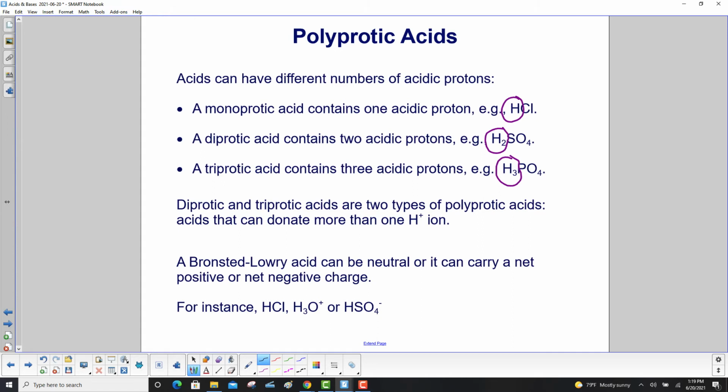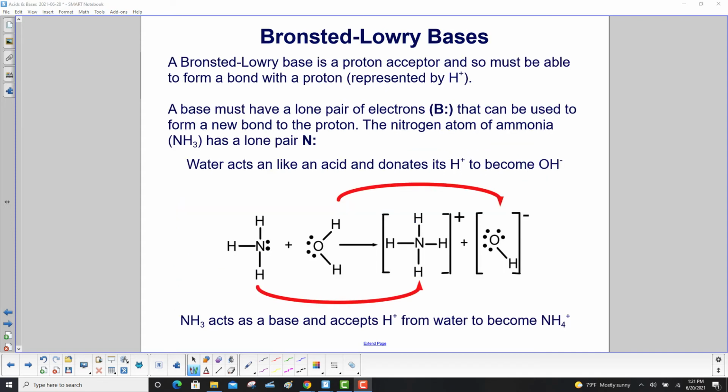A Bronsted Lowry acid can be neutral or it can carry a net positive or net negative charge. Here's neutral. Here's a net positive charge. Here's a net negative charge. All three are Bronsted Lowry acids. Let's move to bases now.